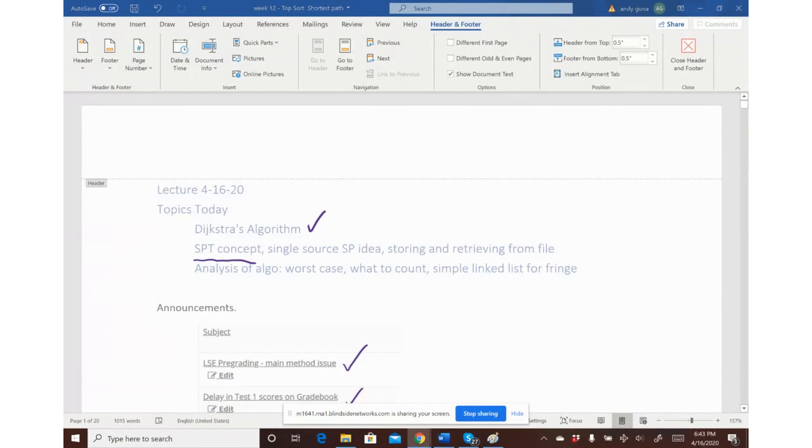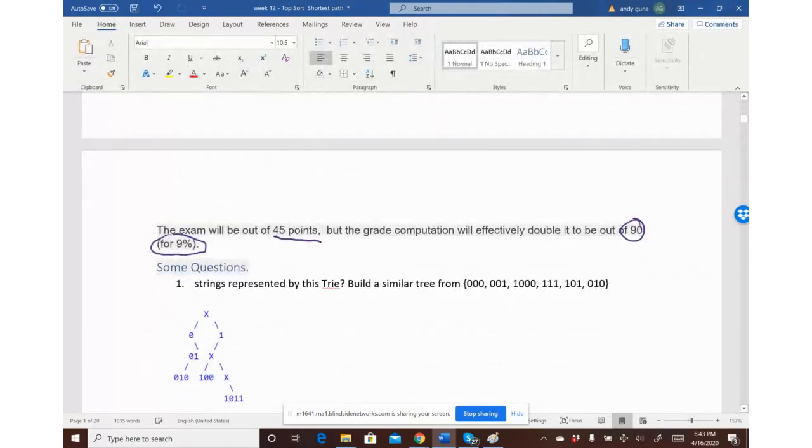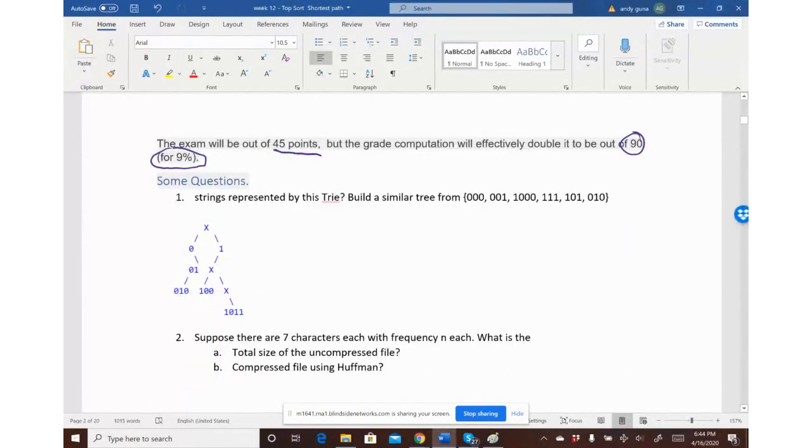Let me just get this thing out of here. All right, let's take a look at some of the questions from the problem sets. I'm going to spend 5-10 minutes on this, and then we'll go to the shortest path algorithm.